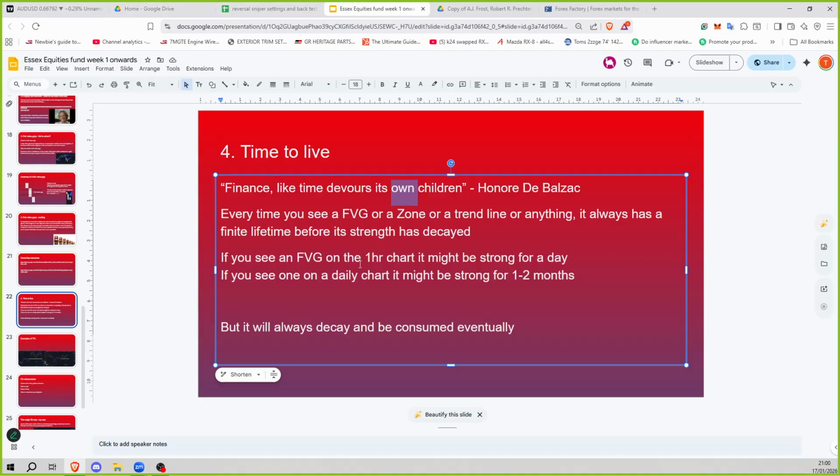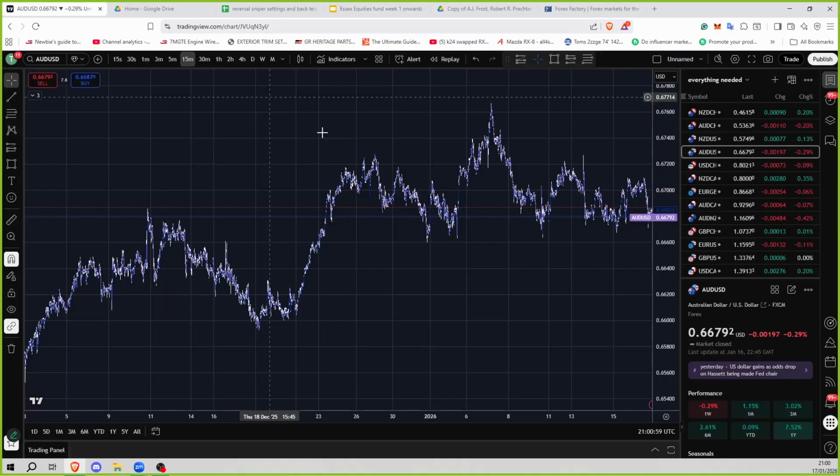How do I look at it? Every time you see a zone, an FVG, trend line or anything, it's got a finite lifetime before its strength has decayed to the point where you can break through it. So if you see an FVG on the 1 hour chart, or you draw a zone on the 1 hour chart, it's probably only good for a day or so. If you see one on the daily chart, it'll probably be strong for a month, maybe 2 months. But eventually it'll be consumed.